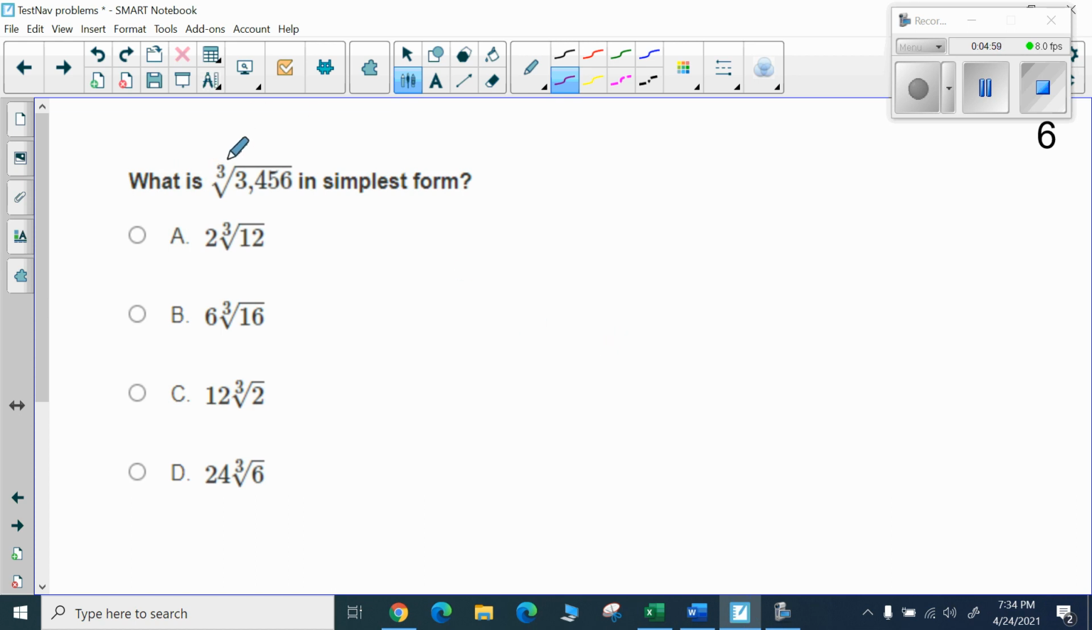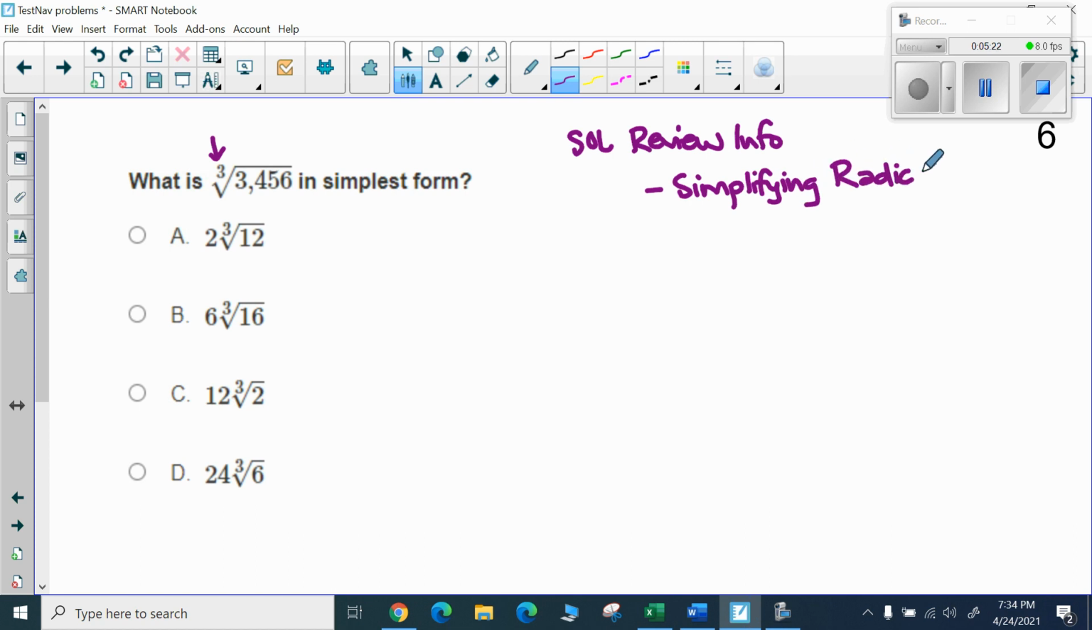What is the cubed root? Remember, when there's a 3 up here, we call it the cubed root. What is the cubed root of 3,456 in simplest form? If you go to the SOL review info page on Canvas, and you look for the document called Simplifying Radicals, you will see that I show you basically how to take these answer choices and turn them back into this. These are simplified radicals. This is an unsimplified radical.